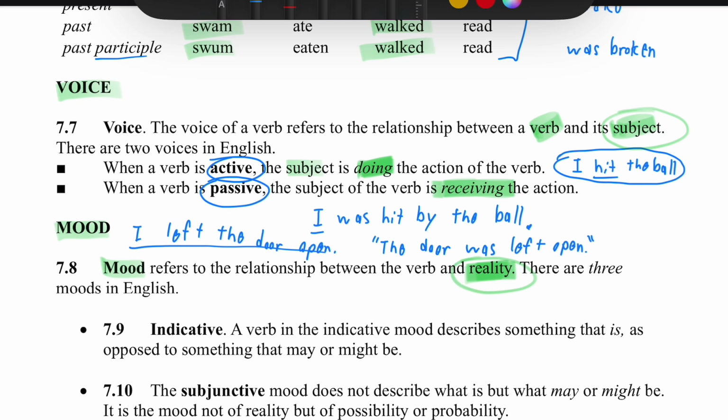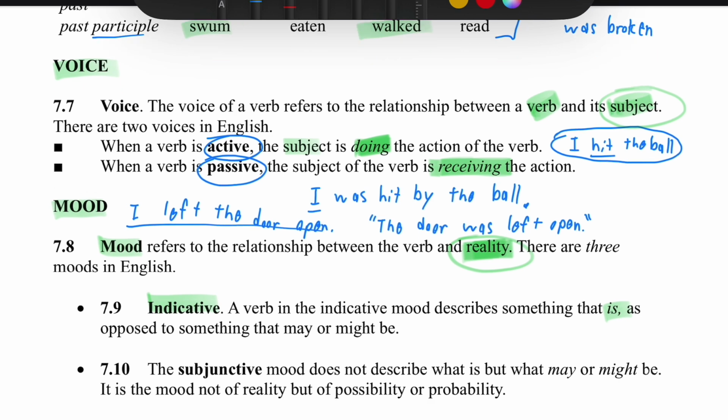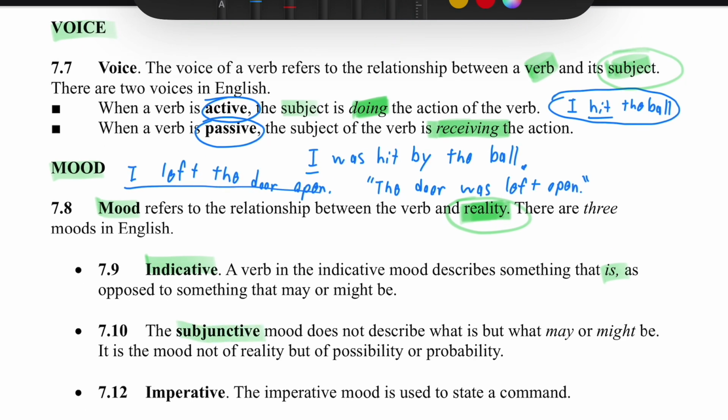So the three moods in English. There's the indicative mood. It just describes that something is, as opposed to something that may be or might be. The subjunctive mood describes what may or might be. It is not the mood of reality, but of possibility or probability.